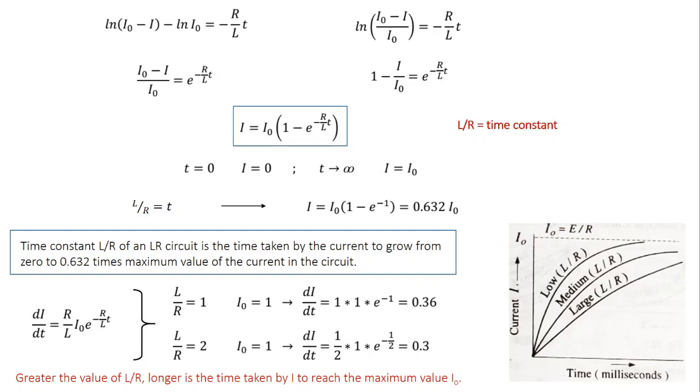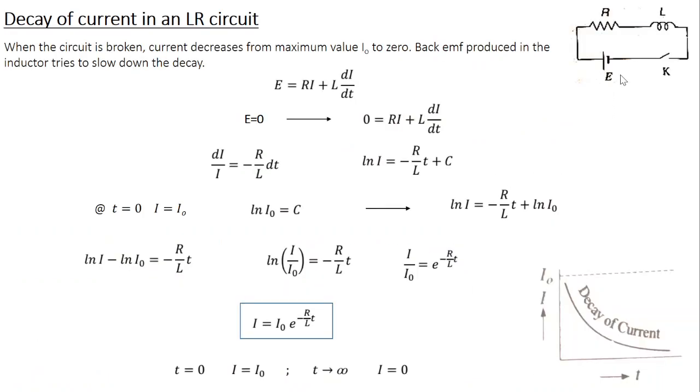Now suddenly when you remove the power supply from the source, you can do that either by removing and shortening these two terminals, or you can keep the battery here, just open the switch. In either way, you are going to kill the current in the circuit. So how is the current going to decrease? Current decreases from the maximum value I naught to 0.